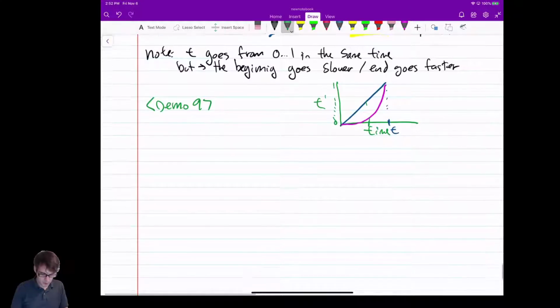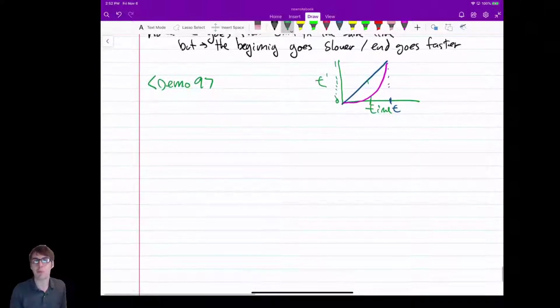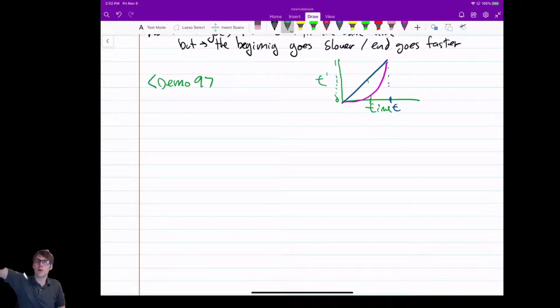Hi everybody. So we've just seen how we can use cosine as a way of calculating a t prime that lets us ease our t change into a nonlinear function on our t. So we have this ease in, this slow acceleration feel. It ends up faster than before, and it gets there in the same time, but it starts slowly, so we feel like it's accelerating.